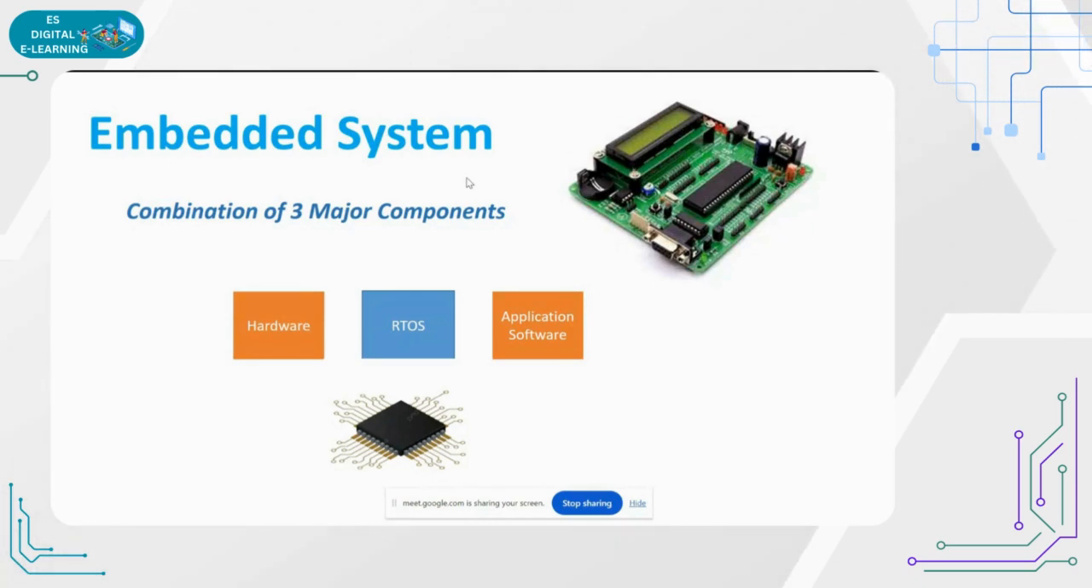Okay. So these are the three major components where the communication will be established between the hardware and the software. Okay, in the intermediate, we have the OS. The OS is the middleware software which is helping the application as well as the hardware.